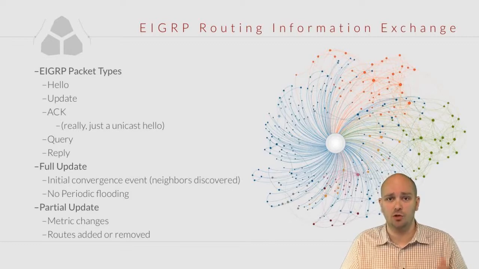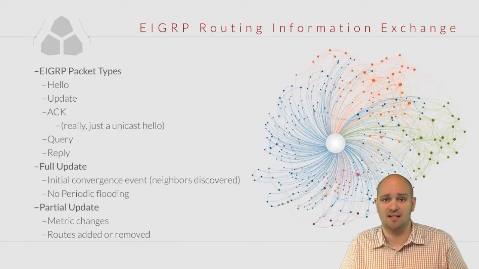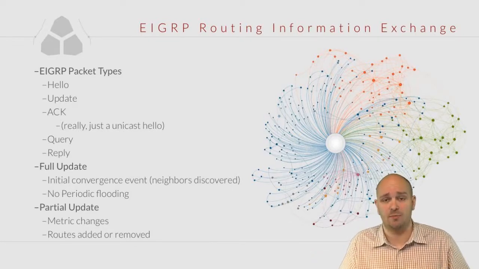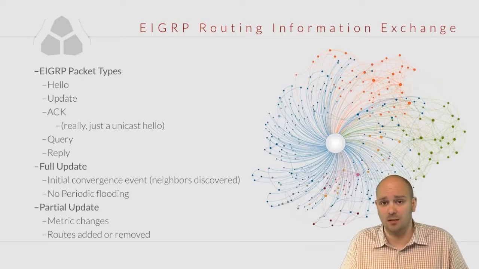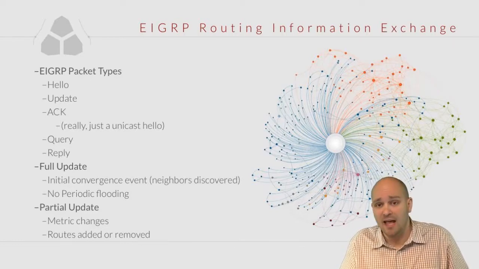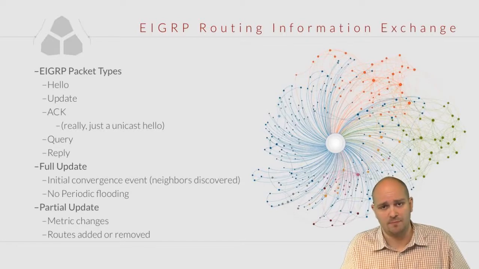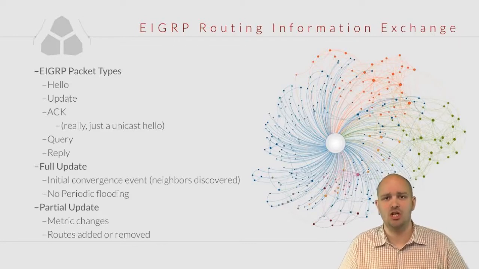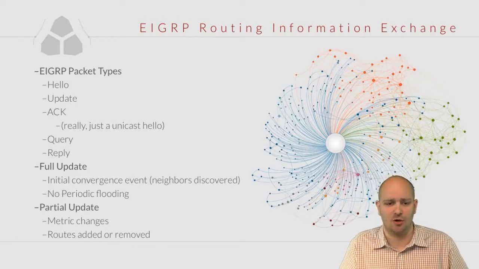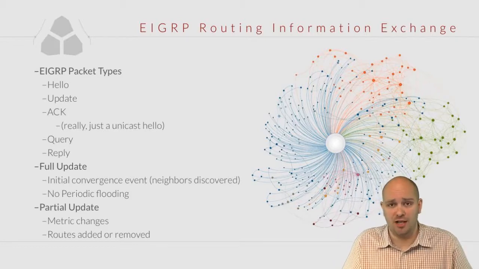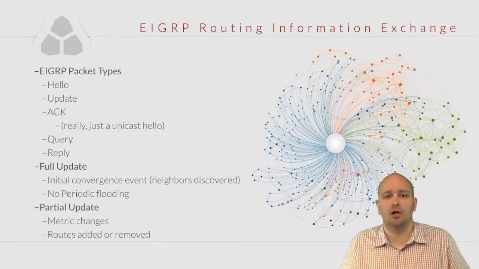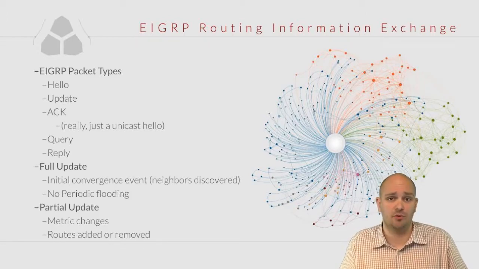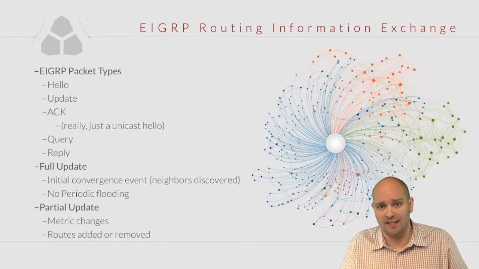This information is going to be valid as long as the neighbors exist, or until one of the neighbors decides that information it sent previously is no longer valid, and it's going to send a new update. All the changes that happen after this initial flood of information, after this initial large update has gone out, are simply going to be partial updates, when the metrics on particular routes change, or if new routes have been added or removed from our routing tables.